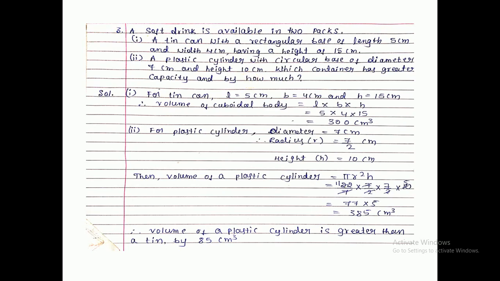I think you have got the idea of this question. In the first question actually, we have cuboid shape. We have to find out the volume of the cuboid. And in the second question, we have the shape of cylinder, so we have to find out the volume of cylinder. We have to compare which one is having greater capacity, so we have to find out the difference between both the volumes. Okay, so here we have the first one. For the tin can, length 5, breadth 4 centimeter and height is 15 centimeter. So we all know volume of cuboid is equal to L into B into H, that is 5 into 4 into 15. So we got the answer 300 centimeter cube.